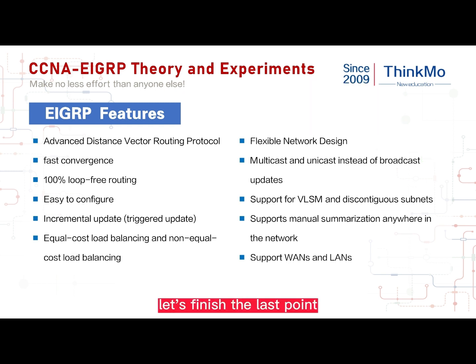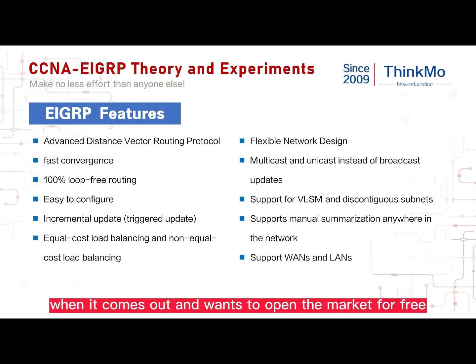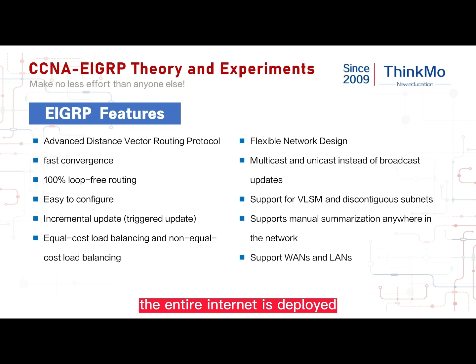Okay. Let's finish the last point. Finally, there is support for WANs and LANs. This is what I just told you. When EIGRP first came out, it supported use on the wide area network, that is, on the public network. Why not now? Because it appeared relatively late. When it came out and wanted to open the market for free, the entire internet was already deployed, and it charges. So gradually it was forgotten by everyone. How much have you forgotten?